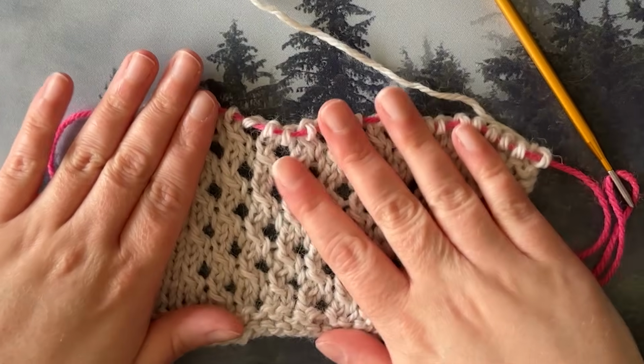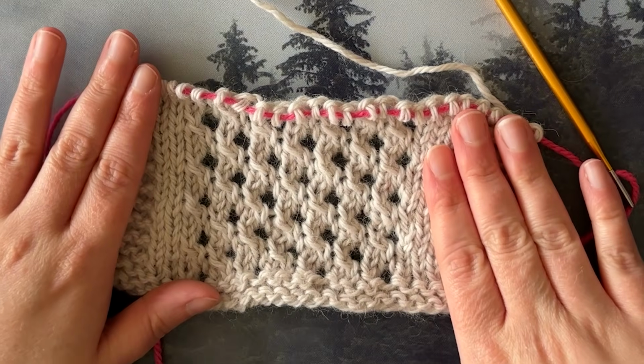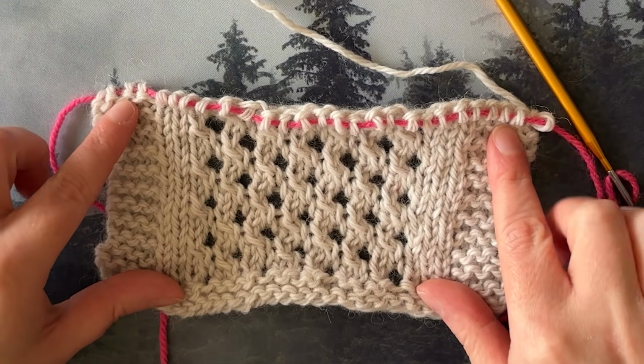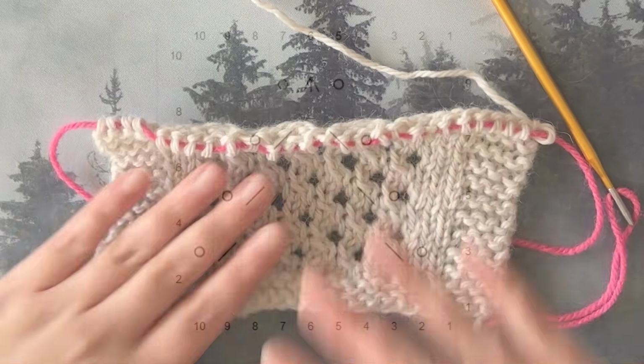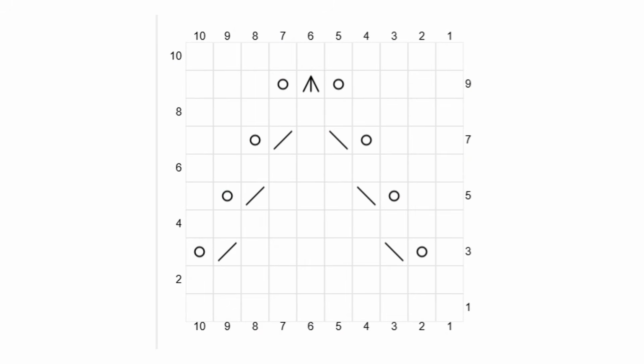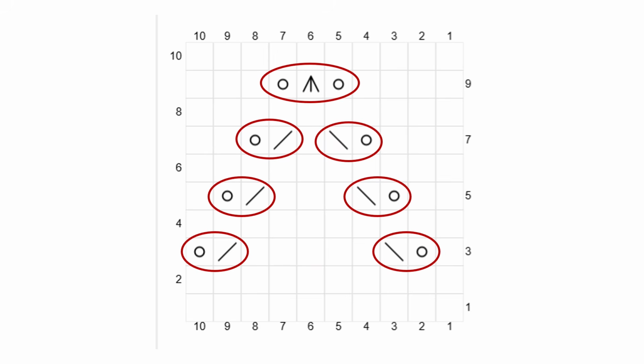And back onto the right side again. So not so bad, right? So let's take a look at something slightly more complex. I'm using complex loosely here because it's the same principle. We're still balancing yarn overs with decreases.